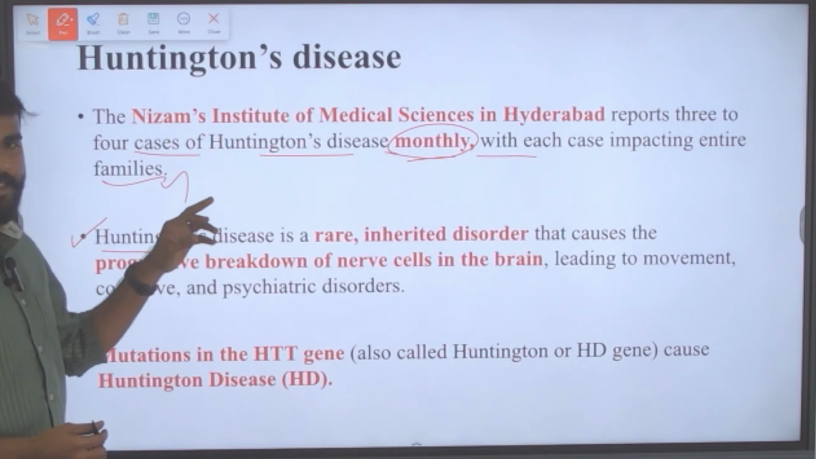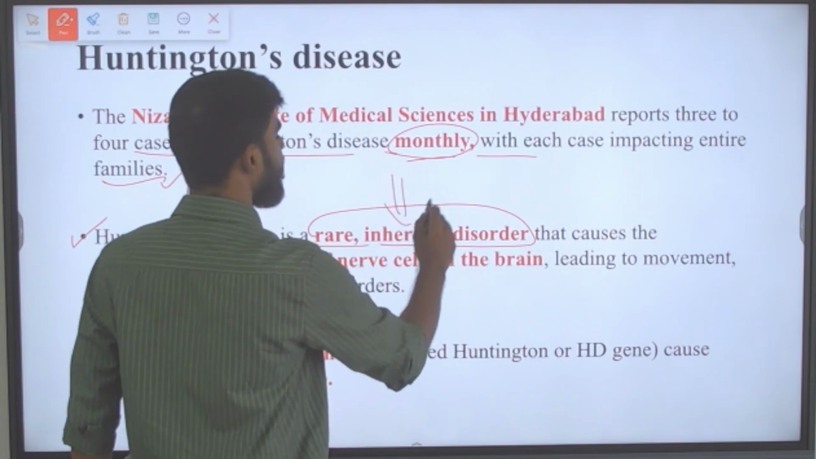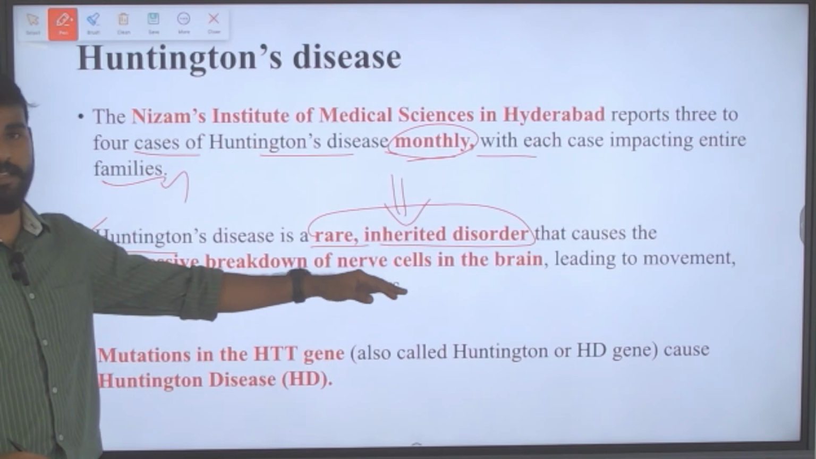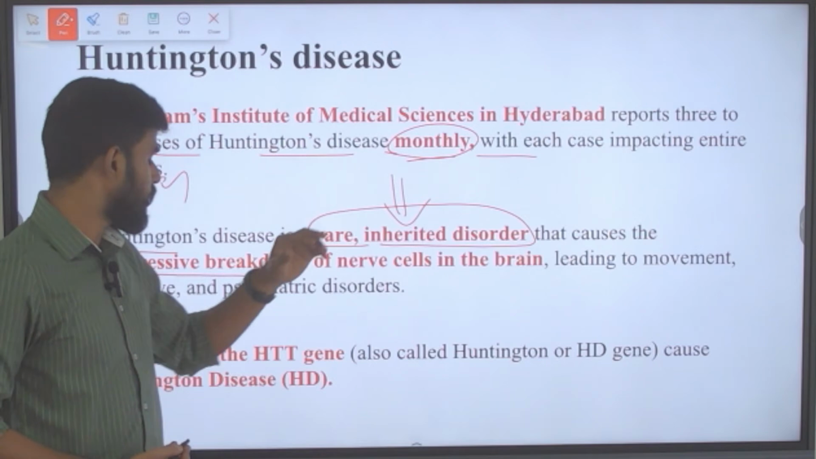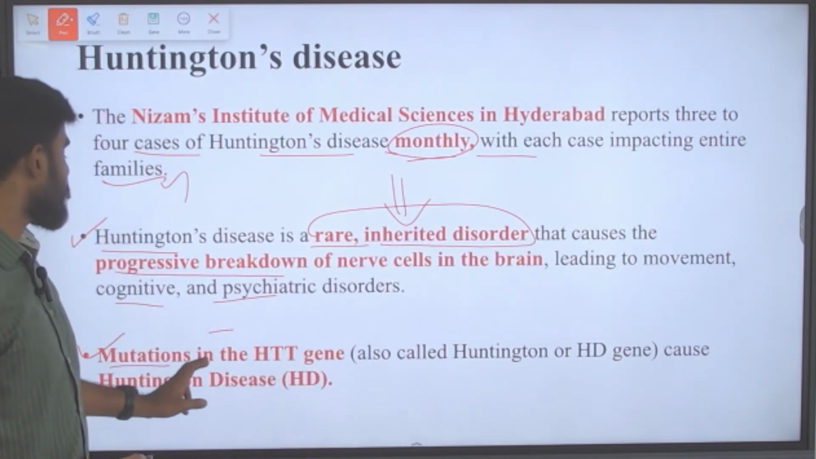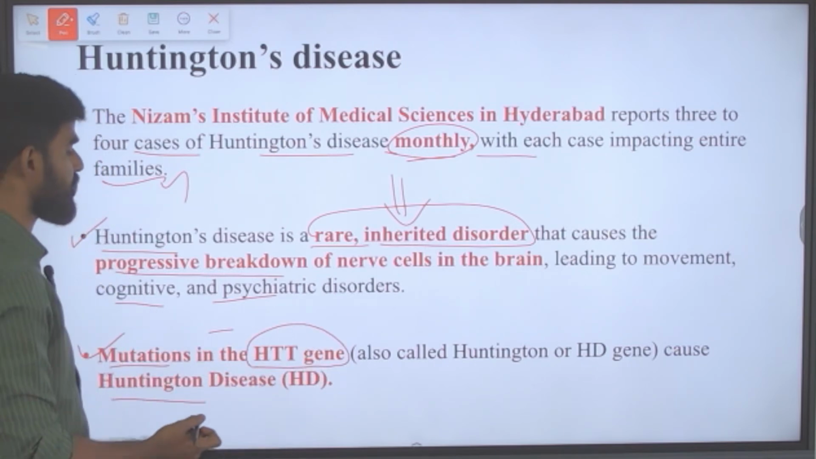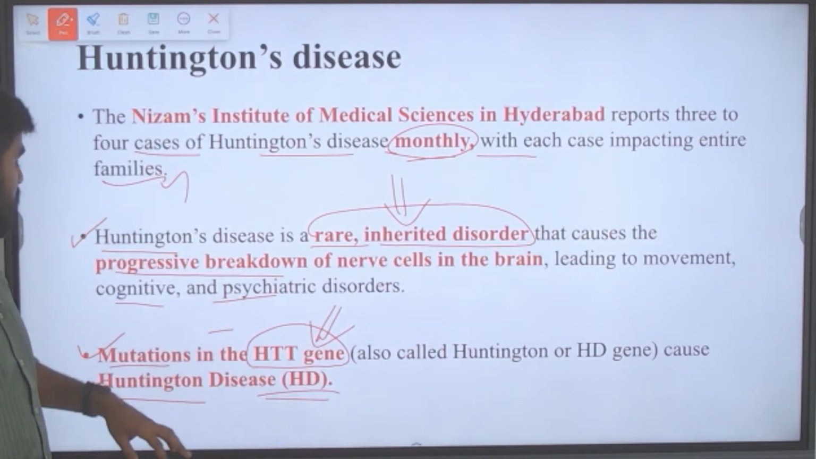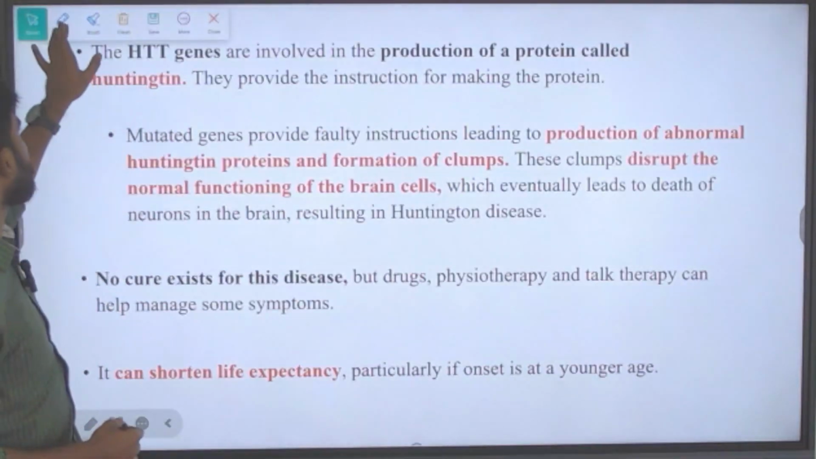And Huntington's disease is a rare inherited disorder that causes progressive breakdown of nerve cells in the brain. How does this happen? Let us understand that in the upcoming slides. This leads to movement, cognitive and psychiatric disorders. And mutations in the HTT gene cause this Huntington's disease. So there is a particular gene in our body called the HTT gene. A mutation in this gene causes Huntington's disease. Let us understand further about this disease.